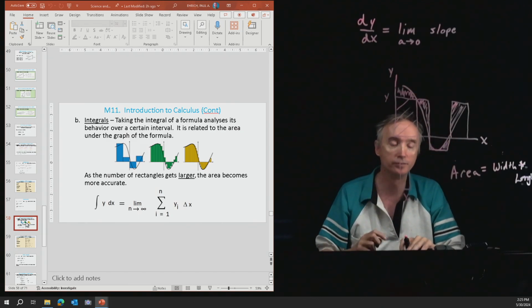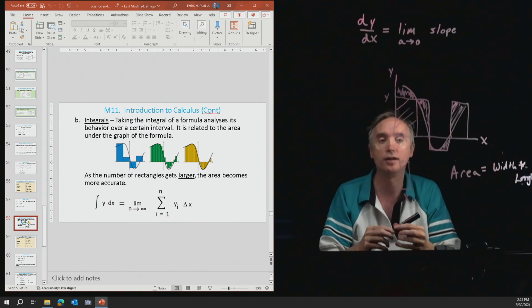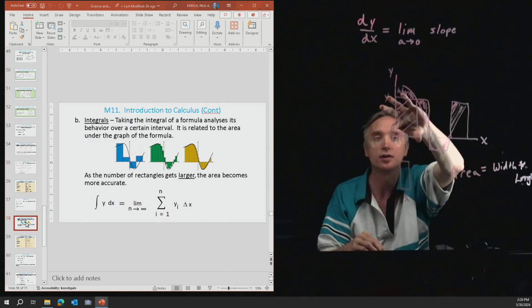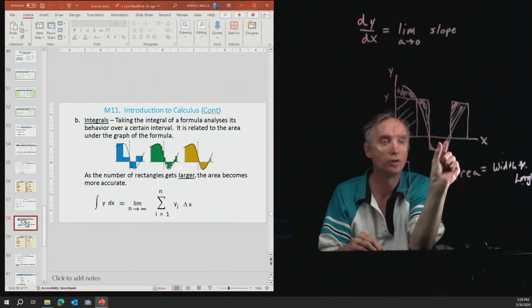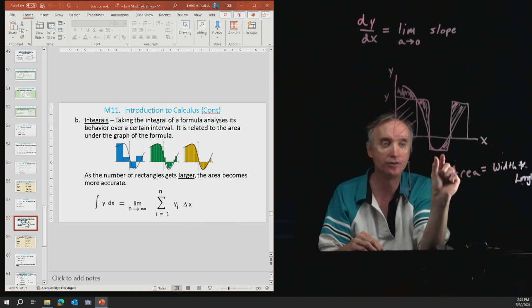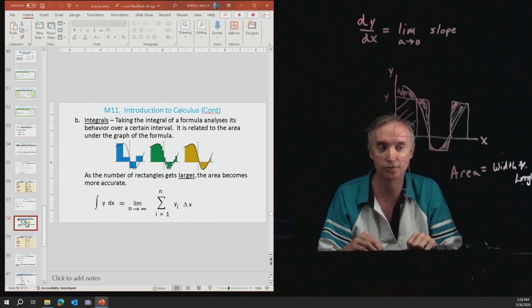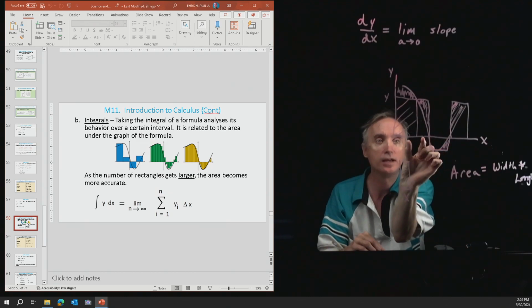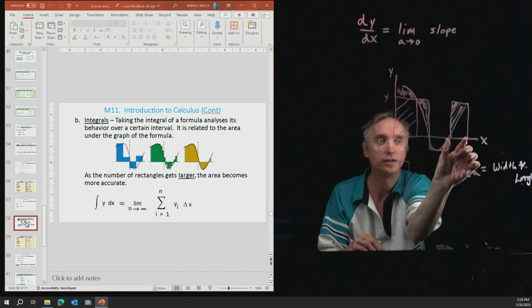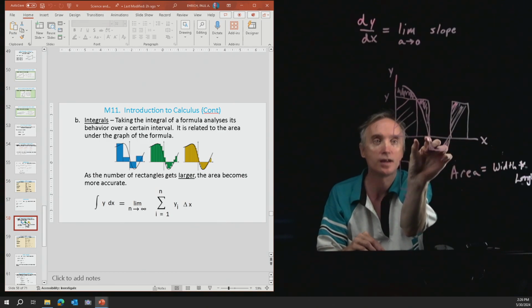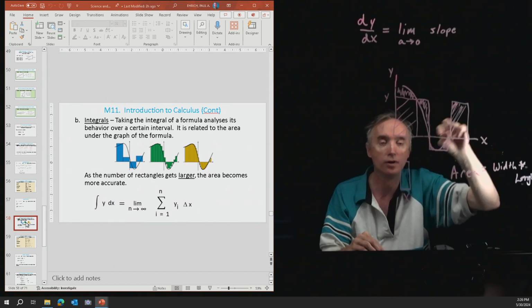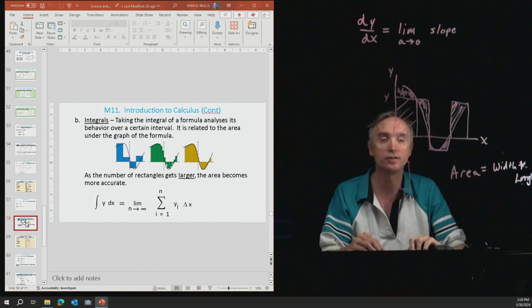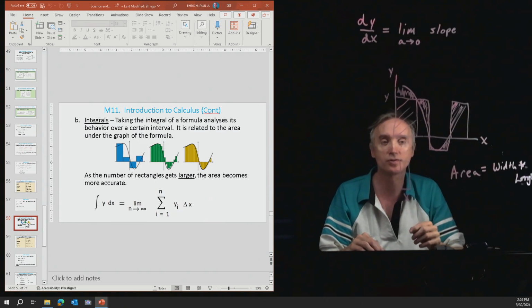But in the second one, the green one, instead of using these very large lengths, we used a smaller length. Now the bad news is we have to have more rectangles. The smaller we make our x's, or the lengths of each of these little rectangles, the more and more rectangles we need to add. But the good news is it gives us a better approximation for the area under the curve.